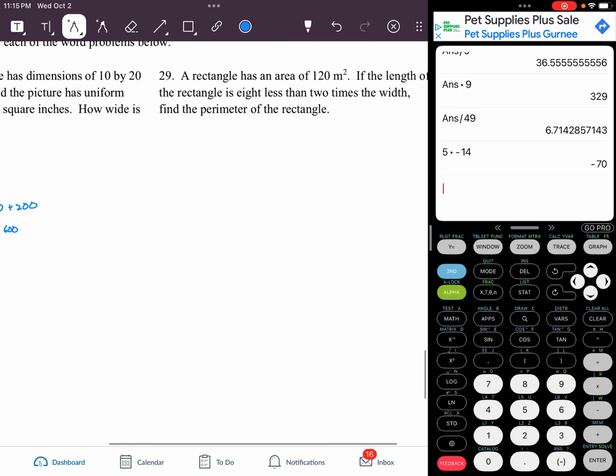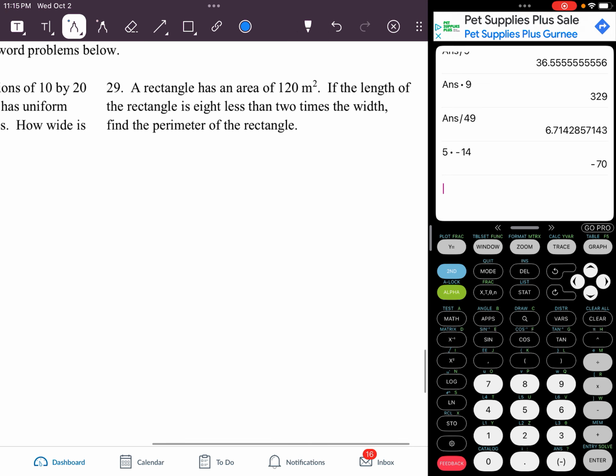All right, next one. A rectangle has an area of 120 meters. This is a little bit different. Okay, if the length of the rectangle is 8 less than 2 times the width, all right, so the question is, what is the width? Does it say in the problem? The answer is no, it doesn't. So your width is x, it's an unknown. And your length is in terms of x. So it says the length of the rectangle is 8 less than 2 times the width.